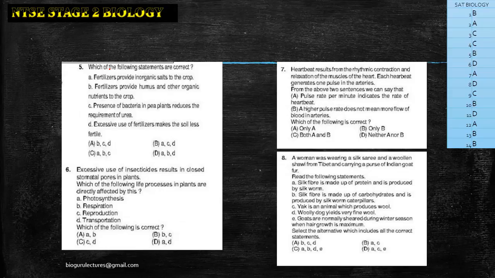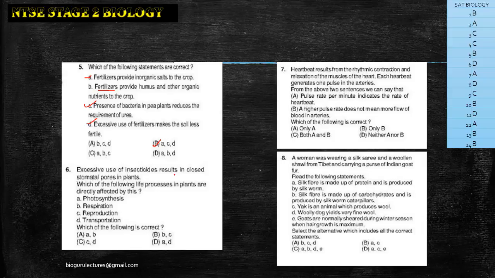Which of the following statements are correct? So again, it's about agriculture. So here you can see multiple options. A, C, and D are the right answers because fertilizers only provide inorganic salts. Hence, there is no other one. So A, C, and D are the right ones. Let's look at the next question.